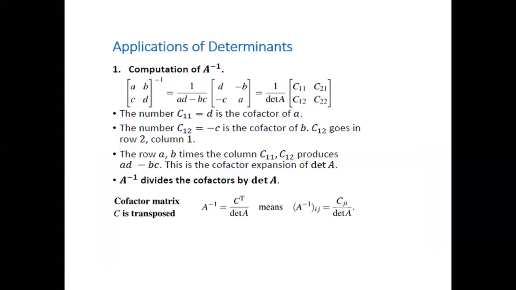The next comes the application of determinants. The most important application of determinants is to compute the A inverse. So this is one of the properties of the determinants where you can compute the inverse. Using the cofactors, finding the inverse becomes very simple because the inverse of any matrix A is nothing but the cofactor matrix divided by the determinant of it.